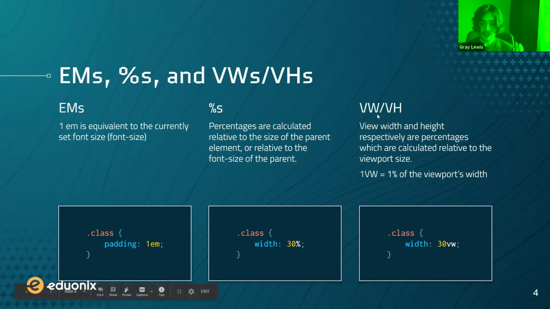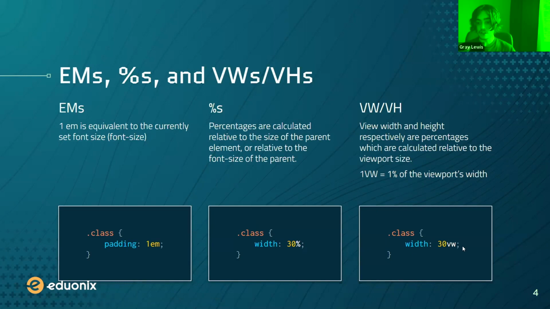Now when we go over to the vw and vh units, these are a lot like percentages, but they completely ignore the hierarchical structure. So now we're not defining as a percentage of the parent or the viewport. This is just of the view width or the view height. Here we have a width on a class identifier, which is defined as 30vw, which means that it will be 30% of the total viewport width.